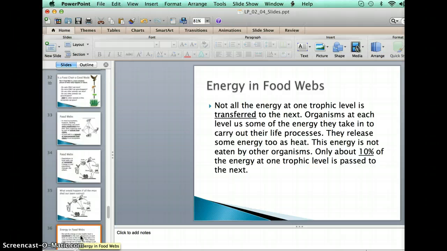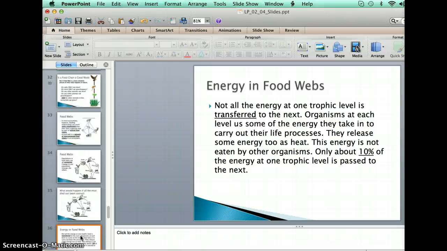Okay, so in a food web, not all the energy at one trophic level is transferred to the next. Because it's not a direct link and there's a lot of different things going on in a food web, not all of the energy is transferred to the next organism. So organisms at each level have to use some of the energy that they take in to carry out their life processes. They also release some of the energy as heat. So not all that energy is eaten by the organism that eats the other one. So in reality, only about 10% of energy at one trophic level is passed to the next.